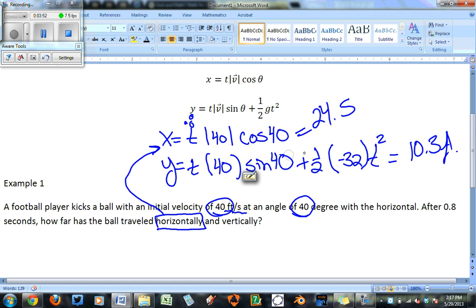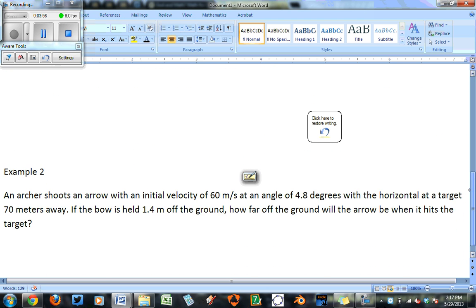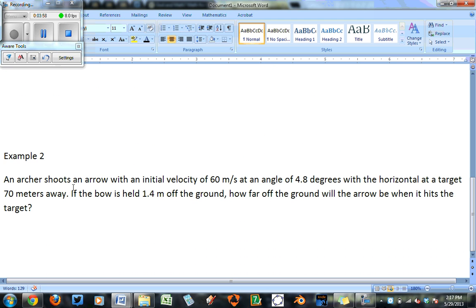So there is example number 1, not overly difficult. Again, I'm trying to make this short here, so we're going to move to 2. Here in this case, an archer shoots an arrow with an initial velocity of 60 meters per second and an angle of 4.8 degrees with the horizontal at the target 70 meters away. If the bow is held 1.4 meters off the ground, how far off the ground will the arrow be when it hits the target?